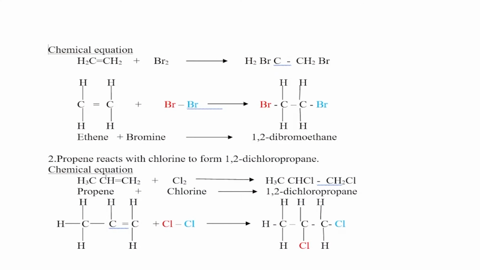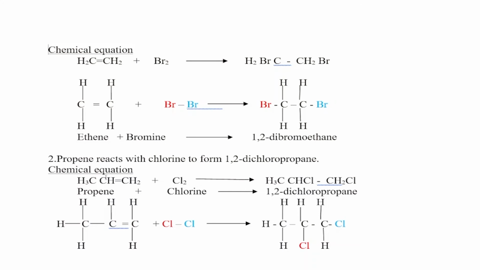And when halogens are used during the reactions, the color will fade. The color of the halogen will fade. If I add bromine to ethene, the double bond breaks. One bromine atom goes on one side, the other one goes on the other side. I end up with a single bond. And I get a compound which is called 1,2-dibromoethane. And during the reaction, the bromine color will fade.